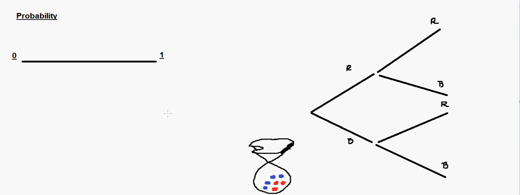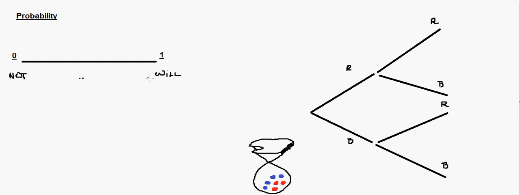Okay, so probability. If we just look at probability in general, probability runs from 0 to 1. If something has a probability of 0, it will not happen. If we have a probability of 1, it will happen.